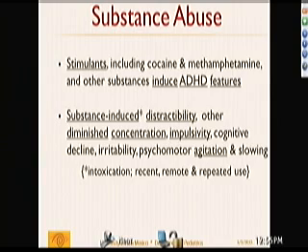Substances can induce ADHD features. Stimulants that are taken by those who don't have ADHD can cause them to appear like they have ADHD. And substance-induced distractibility, concentration difficulties, impulsivity, and agitation can look like ADHD. And this can be during intoxication with the substance and repeated use of substances.